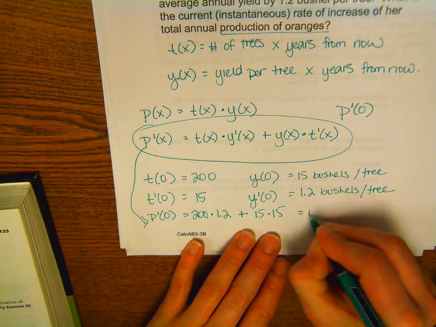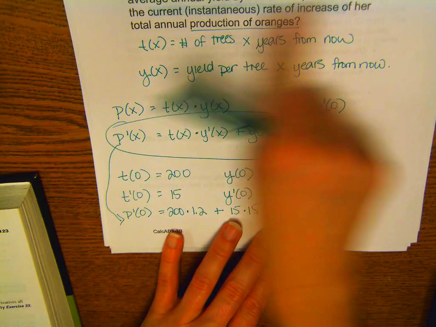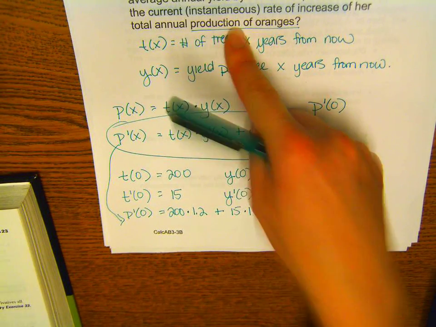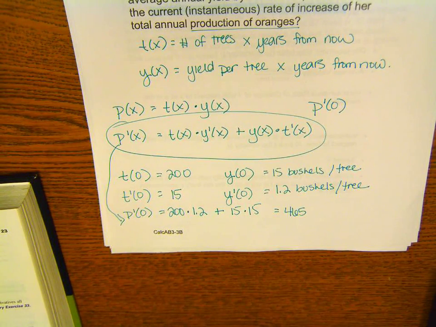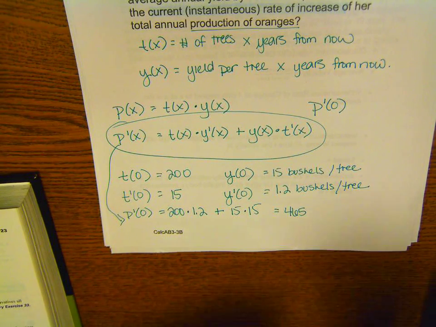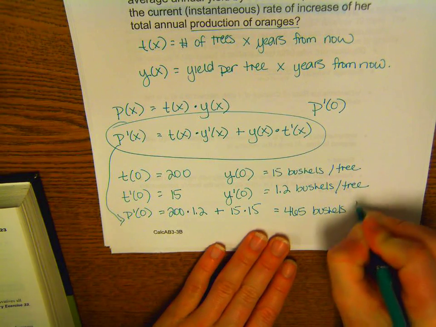All right, now let's put some labels on this. Remember, we were trying to find the rate of increase of her production of oranges. 465 what? Oranges? Is that how they were measured? Bushels. Yes, 465 bushels per year.